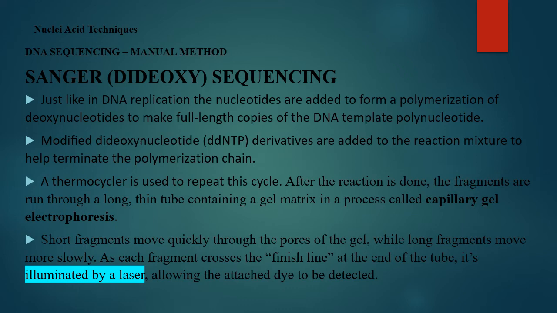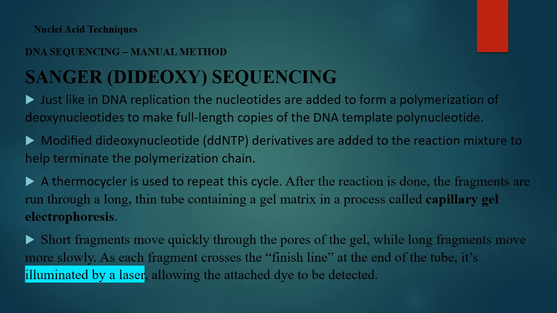And then your almighty thermocycler comes in. This is used to repeat this cycle because you know that in DNA replication, which is exemplified by the PCR, you need a thermocycler to repeat the system. Heat, cool, heat, cool, heat, cool, like that.